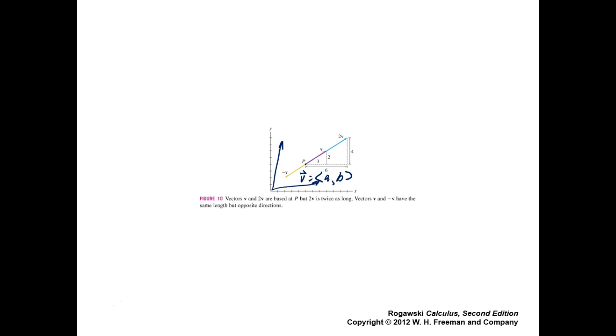Vector W is here, and they will give this as components C, D.